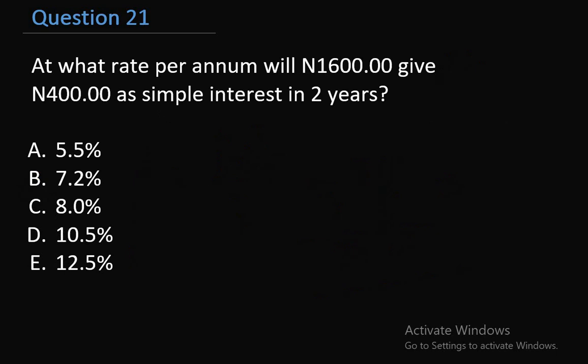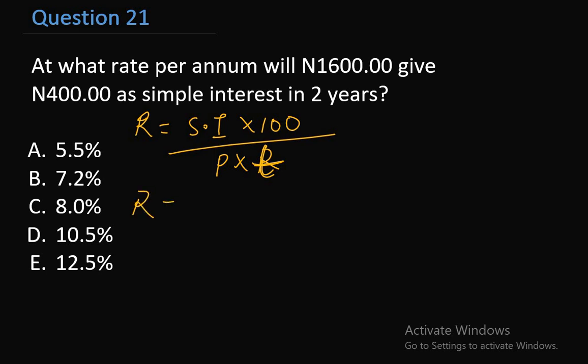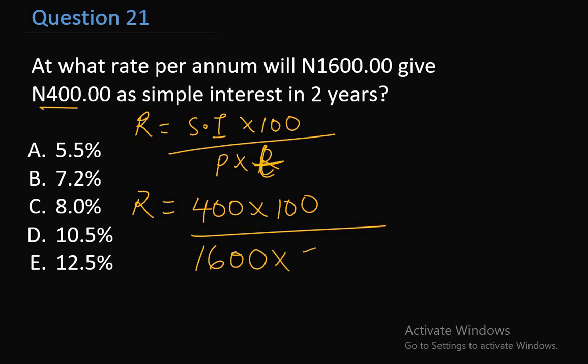Question 21. At what rate per annum will 1,600 give 400 as simple interest in 2 years? The formula for calculating rate is simple interest times 100, divided by principal times time. Since the rate is what we are looking for, the simple interest has been given as 400. You have 400 times 100 divided by the principal, which is 1,600, times time, which is 2 years.